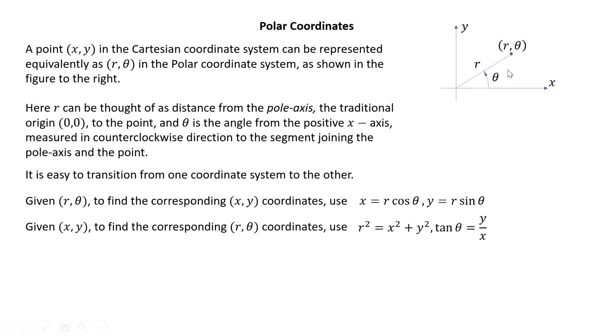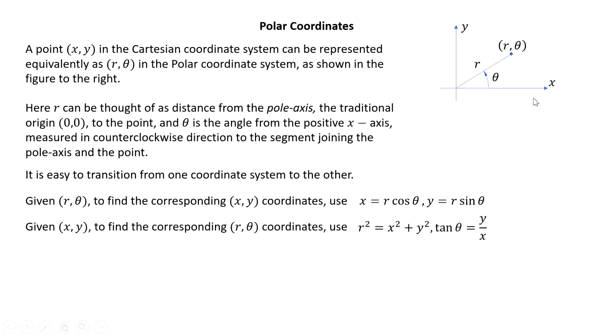The idea there being, if I say for example 1 comma pi fourths, that means at a distance of 1 from the origin, and pi fourths is the angle from the positive x-axis. So you have to go counterclockwise pi fourths, which is 45 degrees. And from the pole, what is called the pole axis, the origin, you just go to a distance of 1. So r represents the distance and theta is this angle.